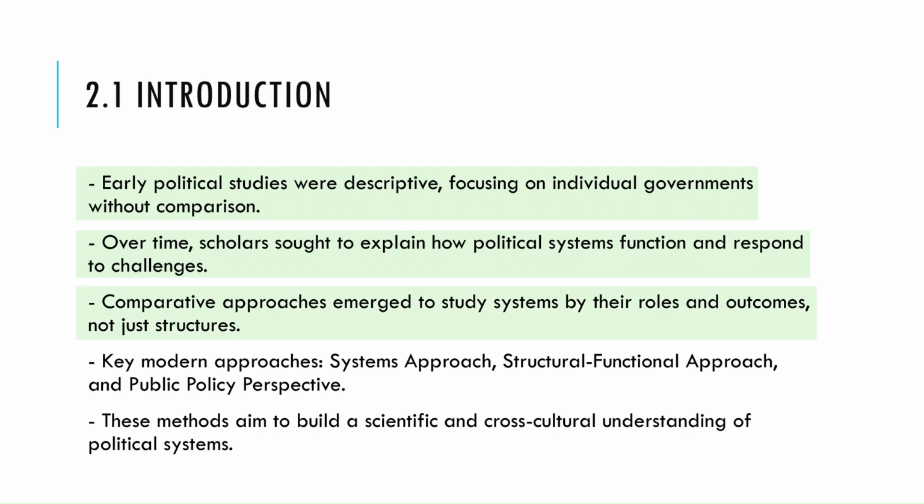These approaches help us compare political systems, not just by looking at structures, like parliaments or courts, but also by analyzing the roles they play and the policies they produce. In modern comparative politics, three approaches stand out. The systems approach, which views politics as an interacting process. The structural-functional approach, which focuses on institutions and their roles. And the public policy perspective, which studies what governments actually do. By using these approaches, scholars aim to create a deeper, more scientific understanding of politics across nations and cultures. Now let's move forward and look at the genesis and orientation of the systems approach.